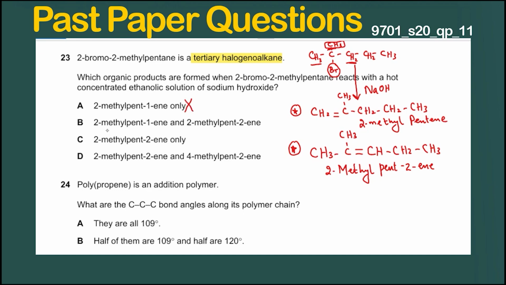In the second option, 2-methyl pent-1-ene and 2-methyl pent-2-ene, these are the possible products. Yes, B is the correct answer. 2-methyl pent-2-ene is the only product. No, we have mentioned that there are two types of products. 4-methyl pent-2-ene is not possible here. So again, D is incorrect. So B must be your answer. All right.